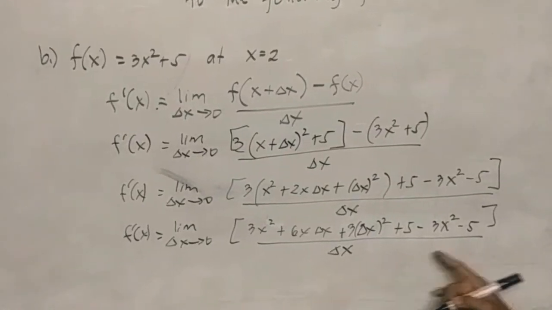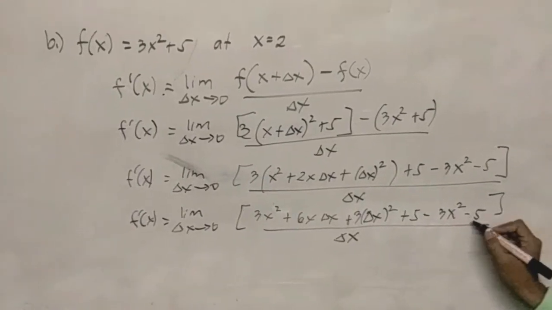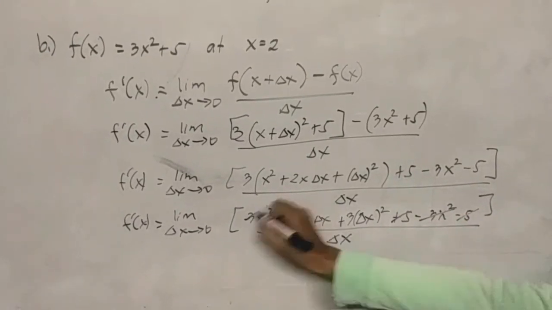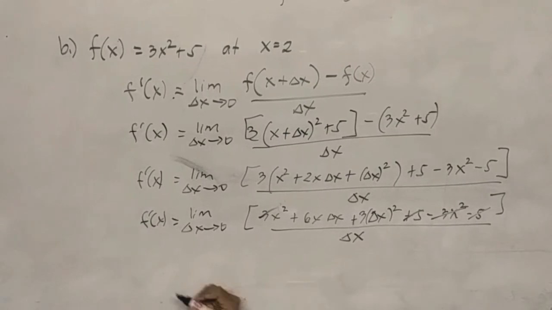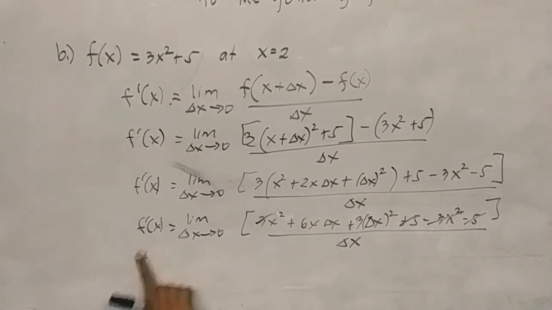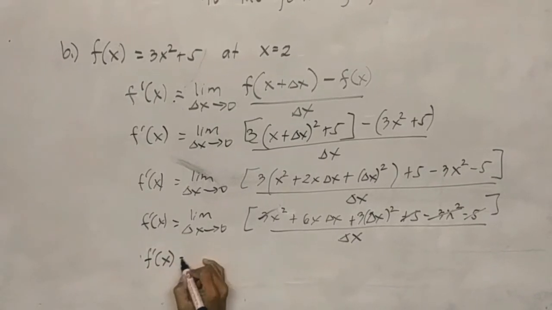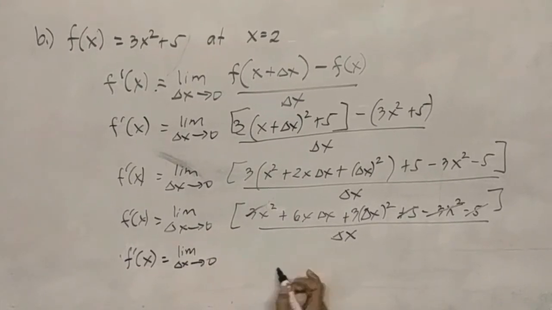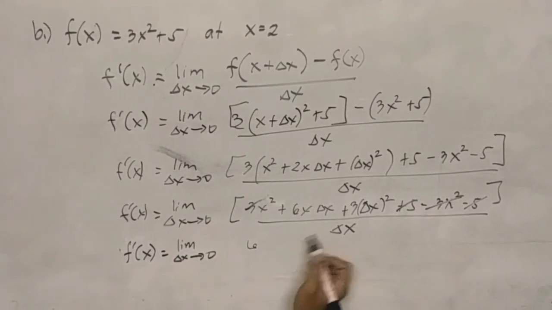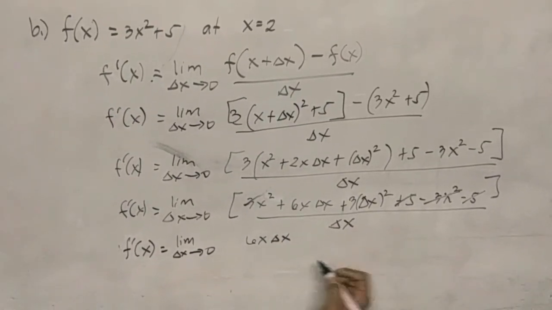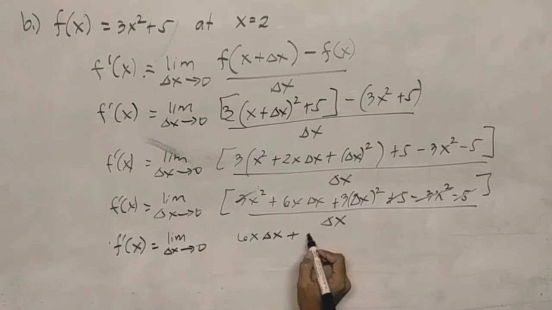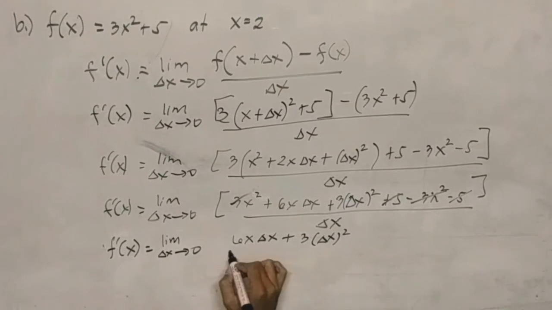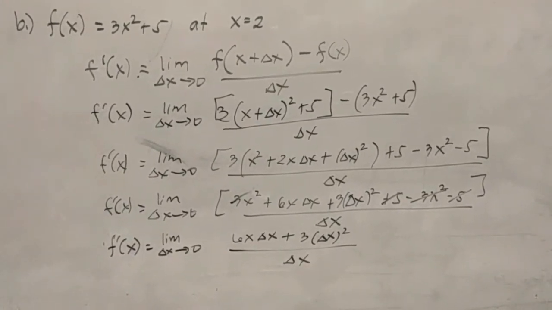Okay, so i-cancel natin yung mga cancel. We have negative 5, positive 5, negative 3x squared, positive 3x squared. So, natira na lang, we have f prime of x is equal to limit delta x approaches to 0. So, natira, yes, 6x delta x plus 3 delta x squared. Okay? All over delta x.